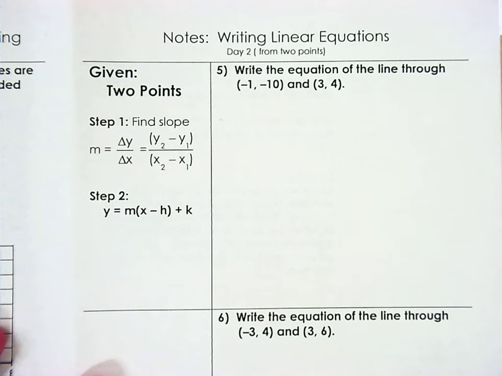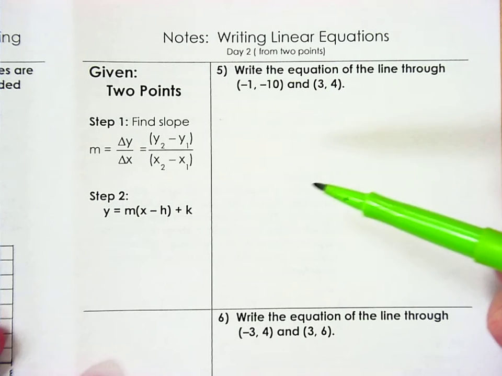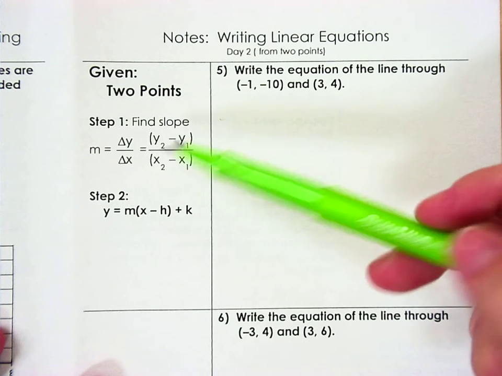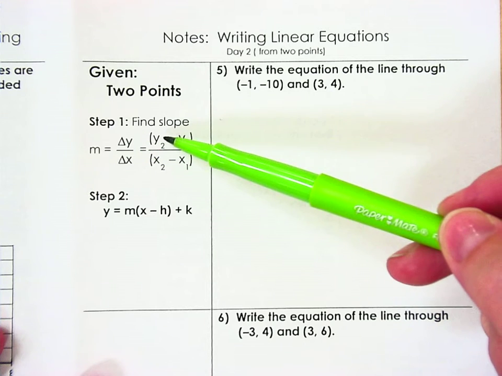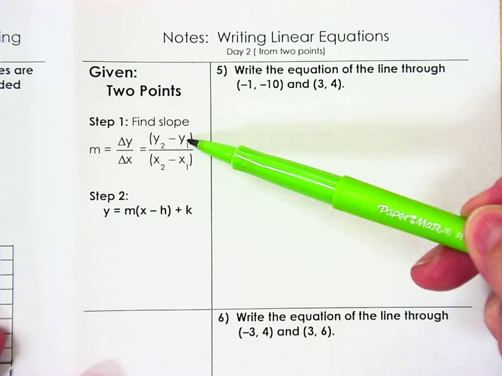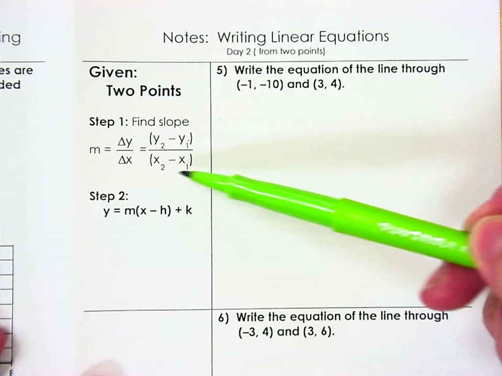Today we'll be writing linear equations from 2 points. The first thing you need to find is the slope. To find the slope, we need to find the change in y over the change in x. The change in y is simply y2 minus y1, and the change in x is x2 minus x1.